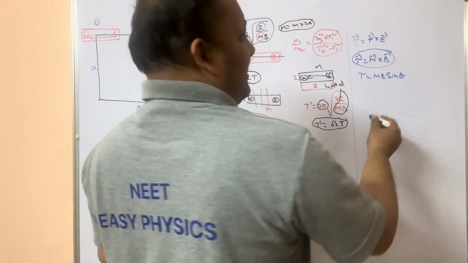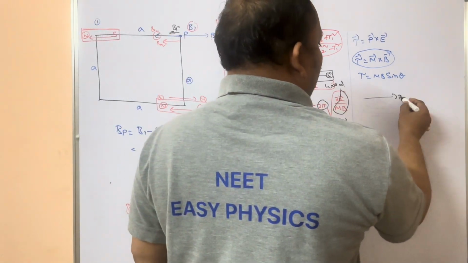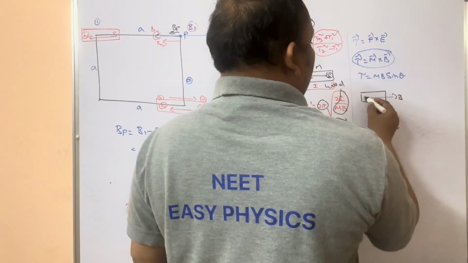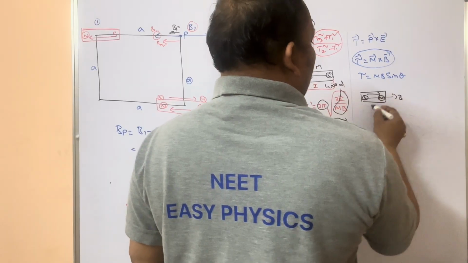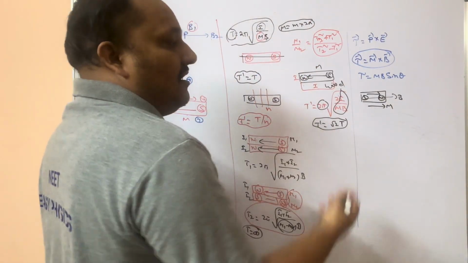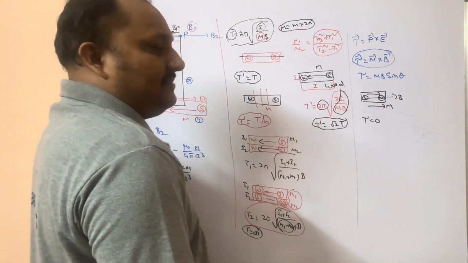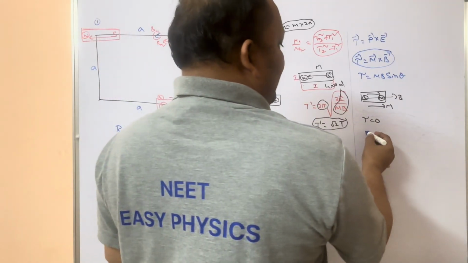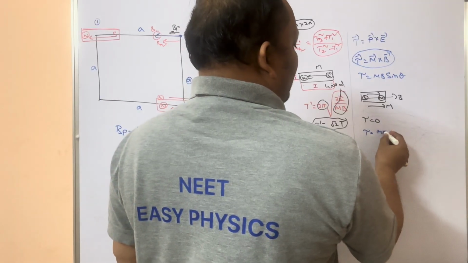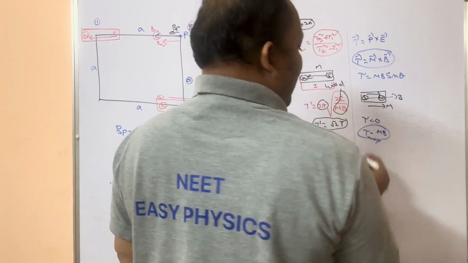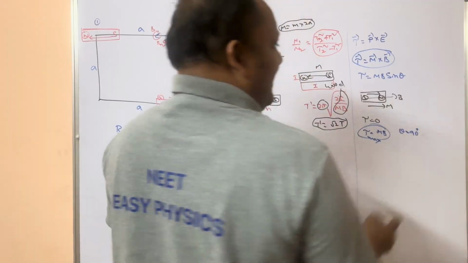If theta is 0, in which direction is the magnetic field? In the direction of the magnetic moment, or the opposite direction. If theta is 0 or 180, torque is going to become 0. If theta is 90, torque is going to become MB. Torque is going to become maximum if theta is 90.